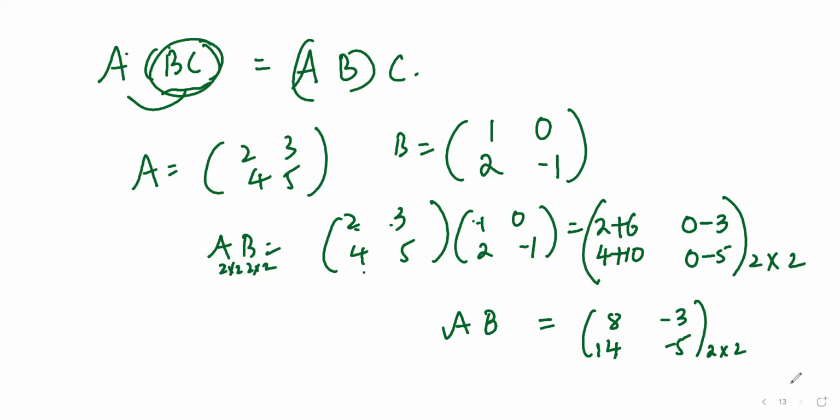Next is AB is not equal to BA. Suppose I have A as, let's say, 3 by 2 and B is 2 by 2. It's still conformable for multiplication. I'll get a matrix C which is 3 by 2. That you need to remember.